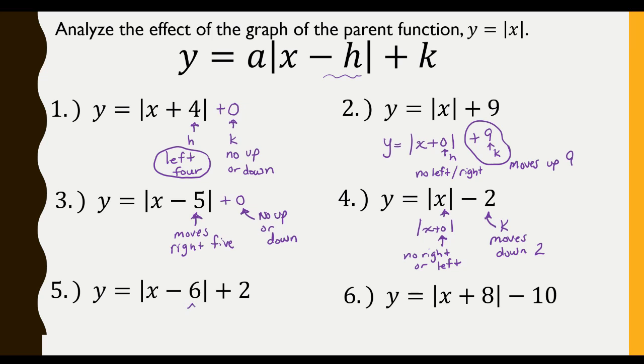This one has both shifts, so it's going to go right or left or up or down. So this is your H, this is your K. H is always opposite of what you see, so you see -6, so you have to think positive, and positive goes to the right, so this moves right 6, and this moves up 2.